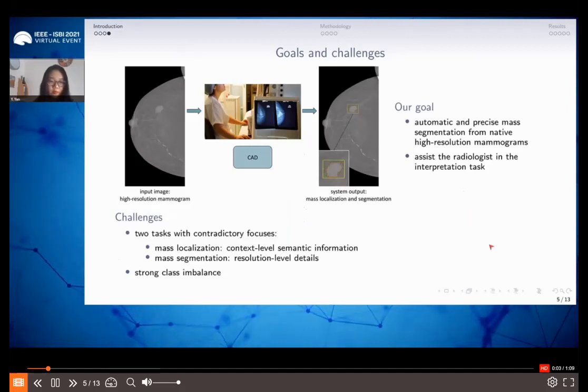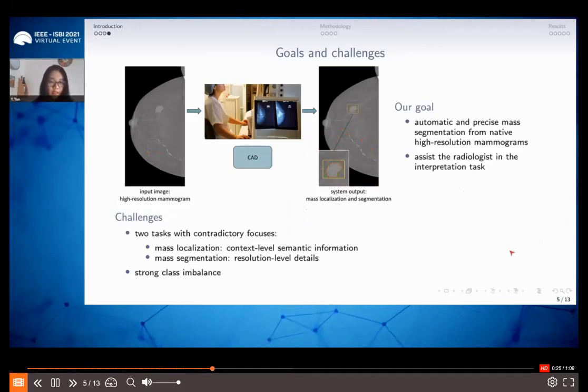So in this work, we aim to build a fully efficient and automated mammogram analysis system, which takes native full mammograms as the input and gives both accurate mass localization and segmentation as the output. The ultimate goal is to reduce the interpretation workload of radiologists.